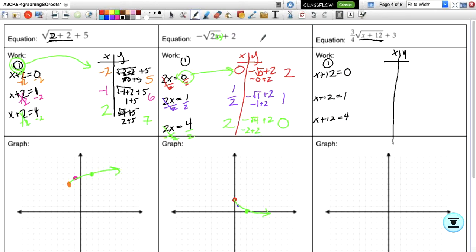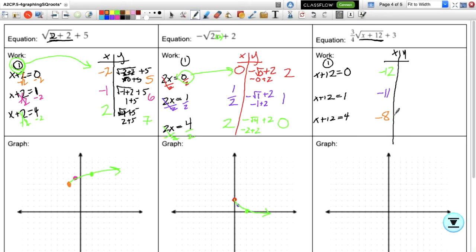So now we're going to get those x's alone and positive, and that'll be the x values that we're going to use in our table. So I'm going to minus 12 on both sides. That gives me negative 12. I'm going to go a little quicker here. Minus 12 on both sides, that's going to give me a negative 11. And in my last one, I'm going to minus 12 on both sides. That will give me a negative 8.